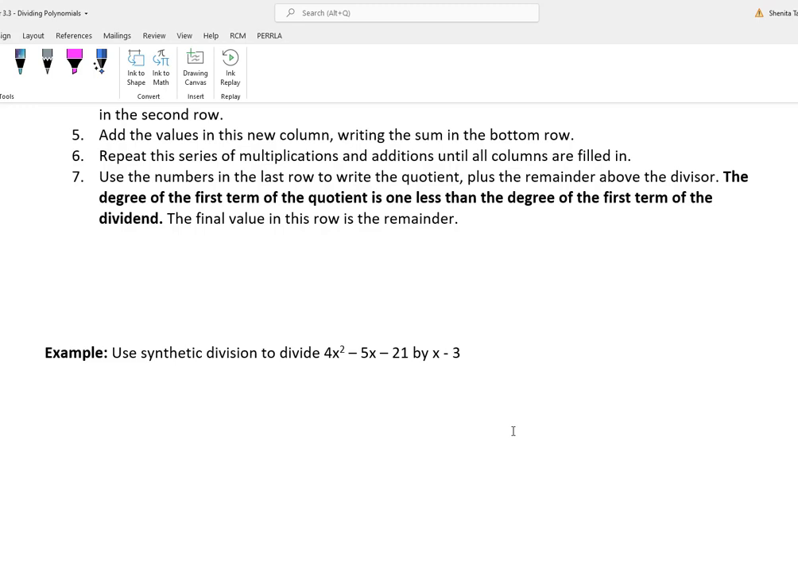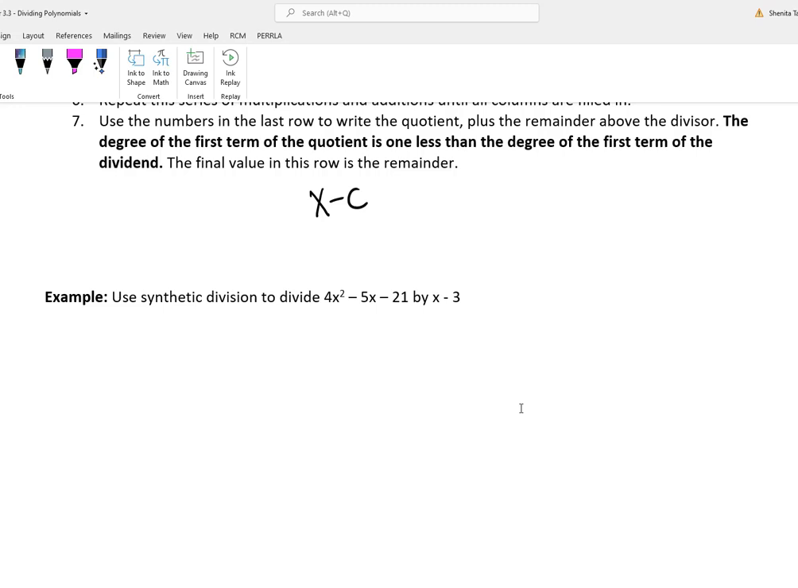Okay, so I know that sounds like it's a lot of words, but when you actually do it, it works out. So this only works if you're dividing by x minus c. If you have a number in front of this x, it will not work. Okay, so we have 4x squared minus 5x minus 21. We want to divide by x minus 3. So this is our x minus c in this case. In this case, c is 3. So you're going to put 3 on the outside. Then you're going to put these coefficients right next to it: 4, negative 5, negative 21.